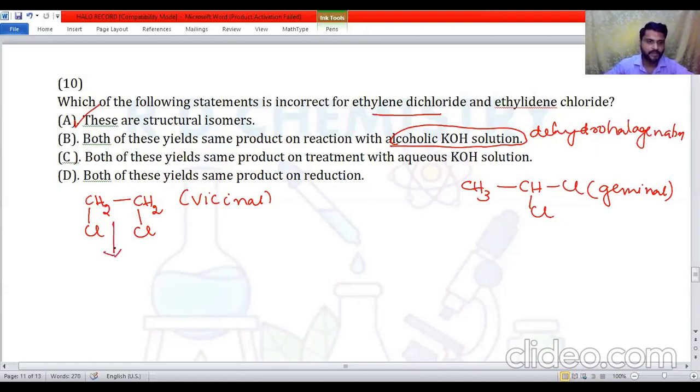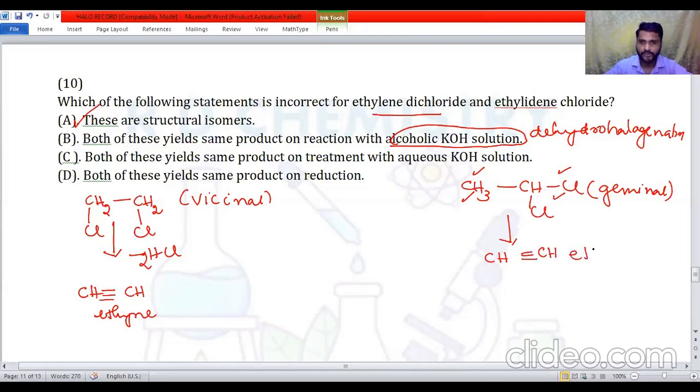Suppose I carry out elimination. It removes HCl. How many HCl can be removed? 2. On each carbon atom, 1 hydrogen remains. 2 hydrogens and 2 chlorines are removed, so there should be a triple bond, and we get ethyne. In the other case, remove hydrogen and chlorine from neighboring carbon atoms, a second set as well, and we are left with CH and CH with a triple bond. This is also ethyne. Both give the same product. Correct statement.